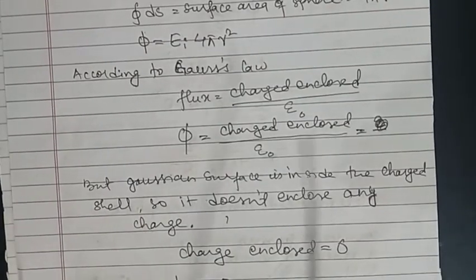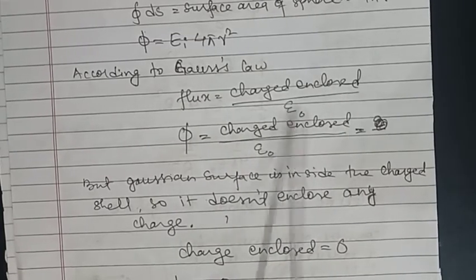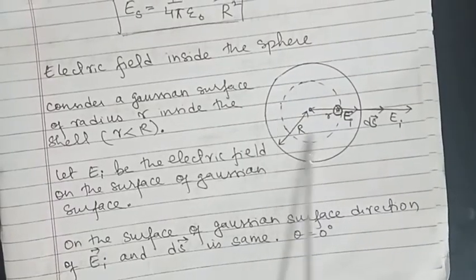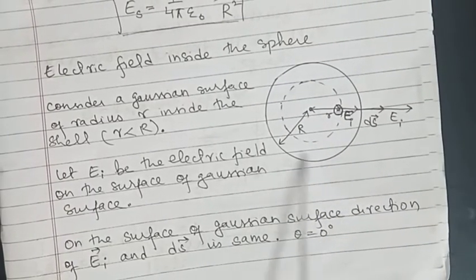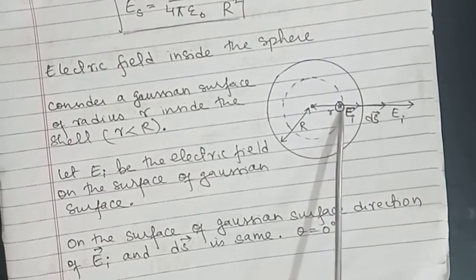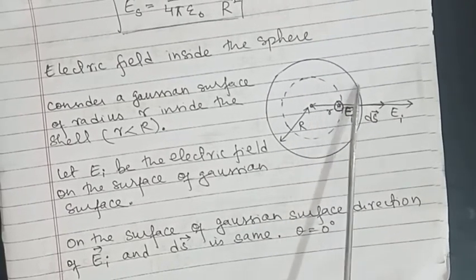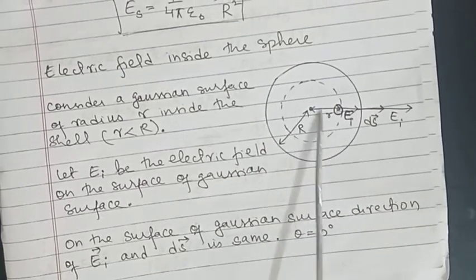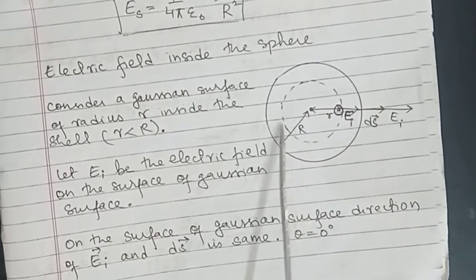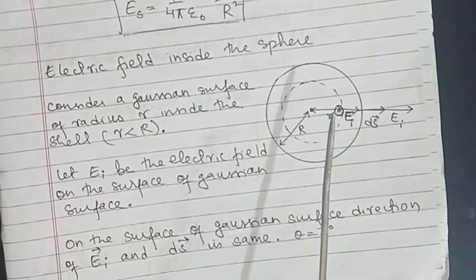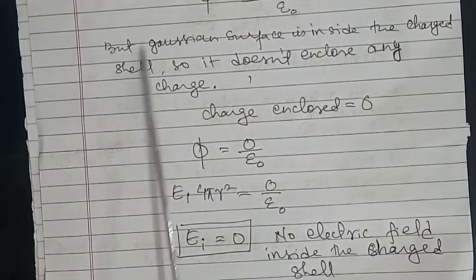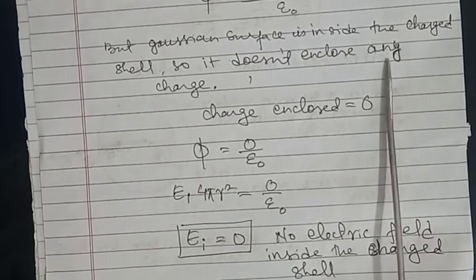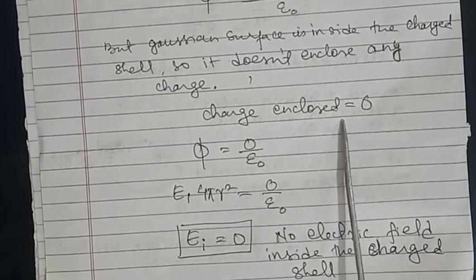Now according to Gauss law, flux is charge enclosed by epsilon naught, and phi is equal to charge enclosed by epsilon naught. If you see, the Gaussian surface is inside the charged sphere. That means inside this Gaussian surface there is no charge, because charge is on the surface of the sphere, but our Gaussian surface is inside the sphere. That means there is no charge inside, so charge enclosed will be 0. So out here I have written the Gaussian surface is inside the charged shell, so it does not enclose any charge, so charge enclosed is 0.